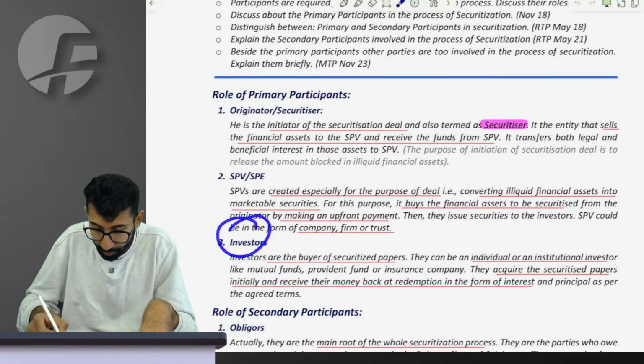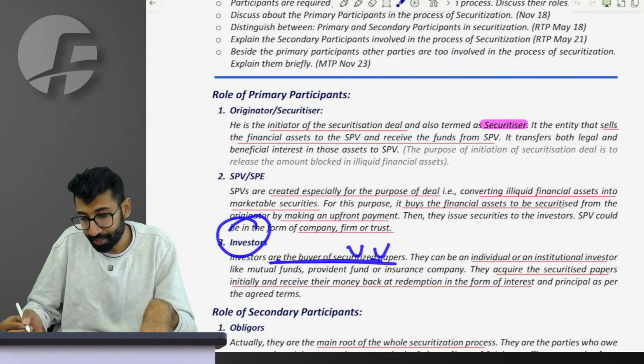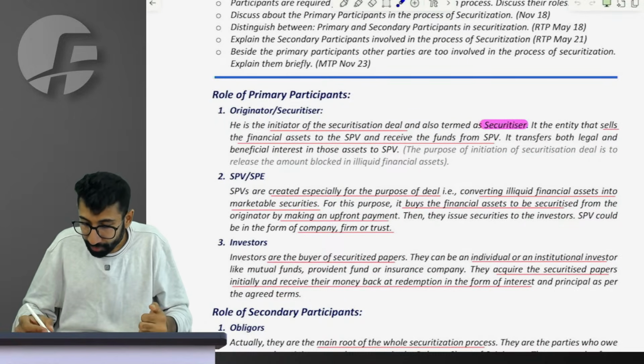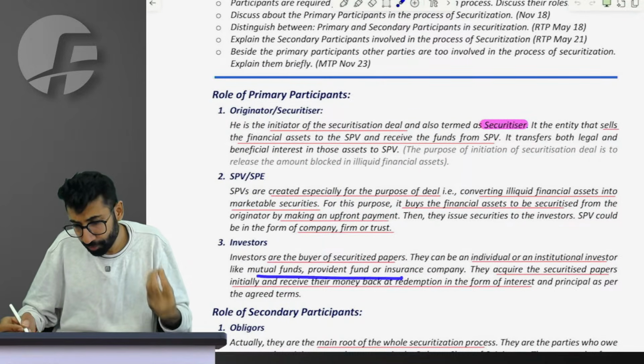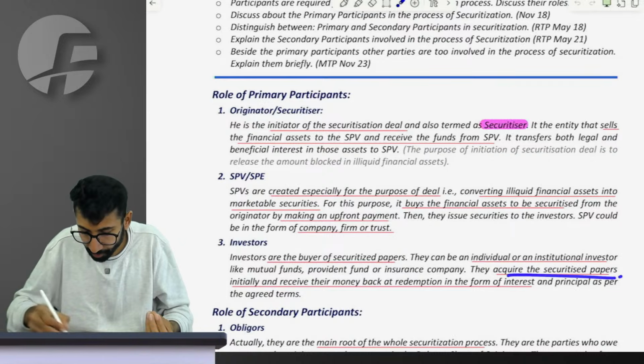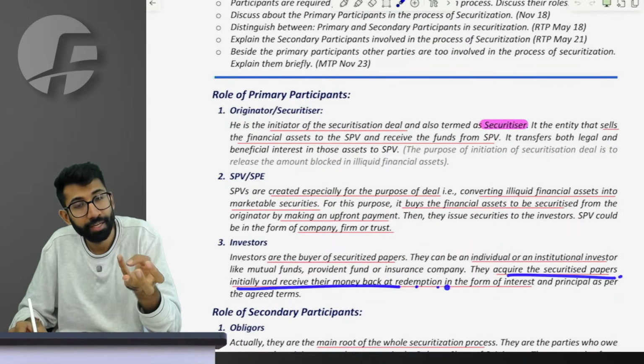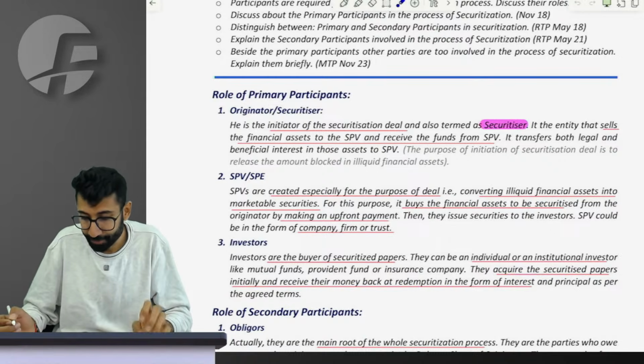Cool. The investors are the buyers of those securitized papers. They can be individuals or institutional investors, right? Like mutual funds or insurance companies, they acquire the securitized paper and receive their money back in the form of principal and interest when the redemption happens.